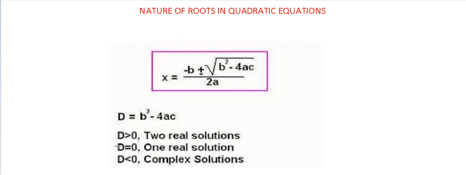If this d is greater than 0, then there will be two real solutions. If this d is equal to 0, there will be one solution, and if this d is less than 0, it is going to give you complex solutions. So this completes your quadratic equation.